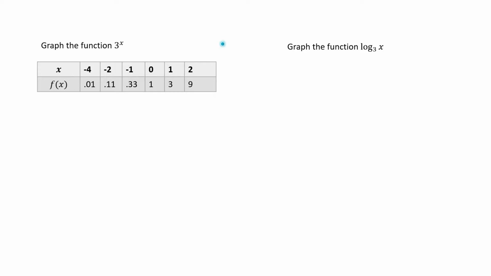Okay, on the left we have our x values for my graph of the function 3 to the power of x. You can see we have my domain, which is my x values, going from -4, -2, -1, 0, 1, and 2. From that, I have obtained my range values, or my y values, or my values for f of x: 0.04, 0.11, 0.33, 1, 3, and 9. Remember exactly how we got these values.